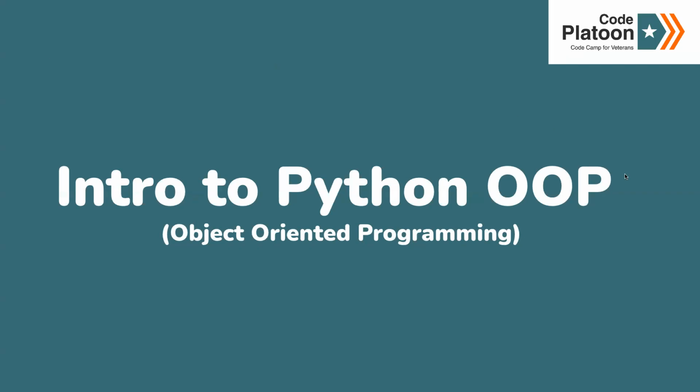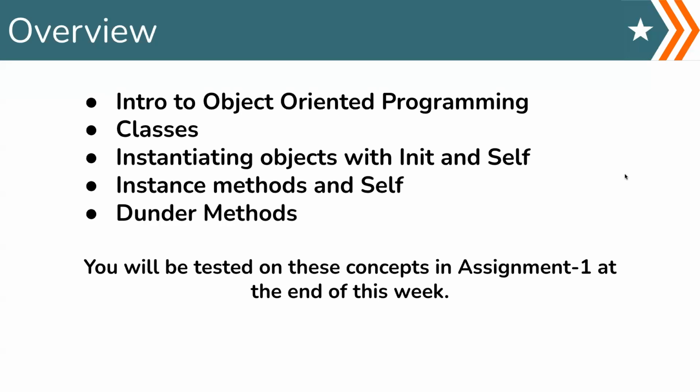So let's talk a little bit about object-oriented programming. In overview today, we're going to cover intro to object-oriented programming, what are classes, how to create an instance of a class. We're going to talk about the init and the self methods and how they are utilized in reference to a class. And then we're going to talk about instance methods along with dunder methods. Okay, when it comes to all of these concepts, you will see them in assessment one, not assignment one, assessment one.